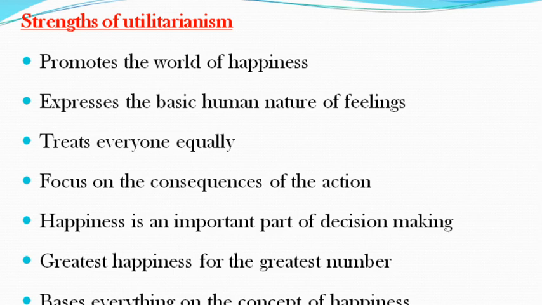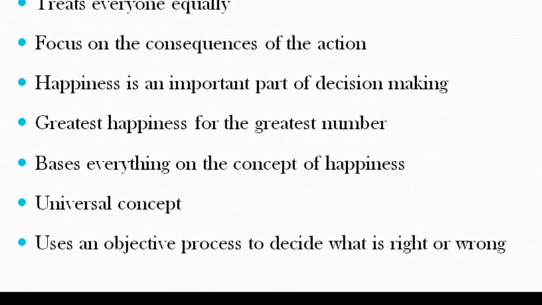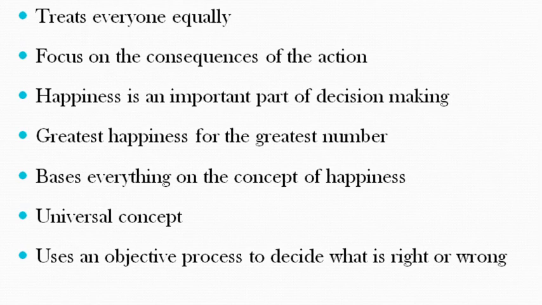Then next is that it bases everything on the concept of happiness. നമ്മൾ എല്ലാം പറയുന്നത്, എല്ലാ കാര്യങ്ങളും നമ്മൾ പറയുന്നത് എന്താണ്, ഹാപ്പിനെസ് എന്നുള്ളൊരു കോൺസെപ്റ്റ്, അല്ലെങ്കിൽ യൂട്ടിലിറ്റി എന്നുള്ളൊരു കോൺസെപ്റ്റിന്റെ ബേസിസിലാണ് നമ്മൾ ഈ ഒരു യൂട്ടിലിറ്റേറിയനിസം തിയറിയിൽ നമ്മൾ എല്ലാം ഡിസ്ക്രൈബ് ചെയ്യുന്നത്. Okay, the next is it is universally acceptable. Universal concept ആണ്. Then uses an objective process to decide what is right or wrong. Okay, നമ്മൾ നേരത്തെ പറഞ്ഞ പോലെ it is not subjective or no one is personally biased. So here we are making use of the objective process to decide what is right or wrong. So these are the merits or strength of the utilitarianism theory.